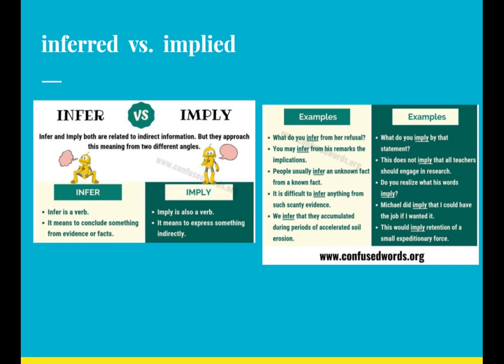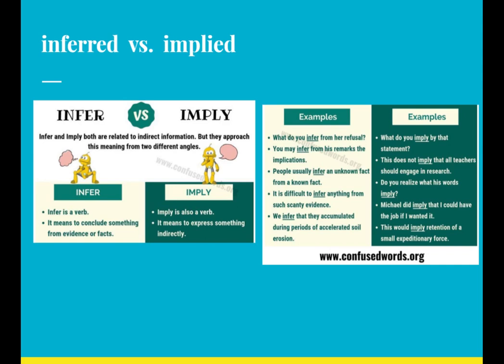Okay, so there's a couple examples. There's 5 actually on each side there, but let's just do the first 2 on each side. It says, what do you infer from her refusal? So somebody refused to do something. What is the conclusion that you're making? You may infer from his remarks the implications. So someone is presenting something and then you are inferring, you're concluding from their remarks. Now the examples for imply: what do you imply by that statement? You're not coming out and saying it, but you're hinting at it. Second one, does this not imply that all teachers should engage in research? This does not imply that all teachers should engage in research. It's not indirectly saying it, and this person is saying it does not imply this.